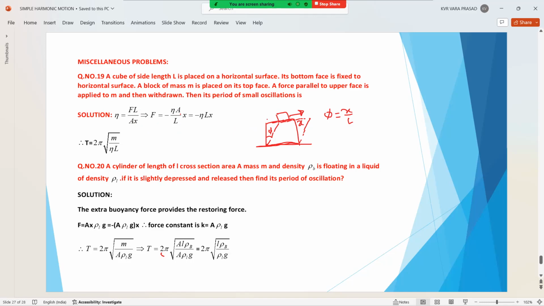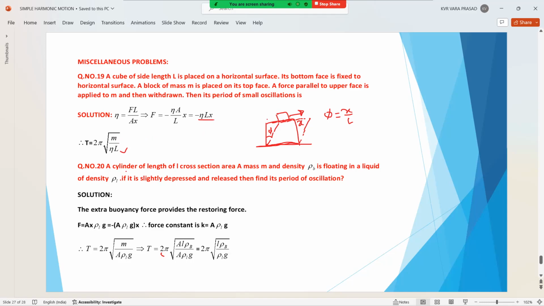And in place of area, we can write L square. Then we get eta L into x. So in place of force constant, it is now eta into L. So the time period is 2 pi root of m by k. In place of k, it is eta L. Okay, right. Let us see the next problem.